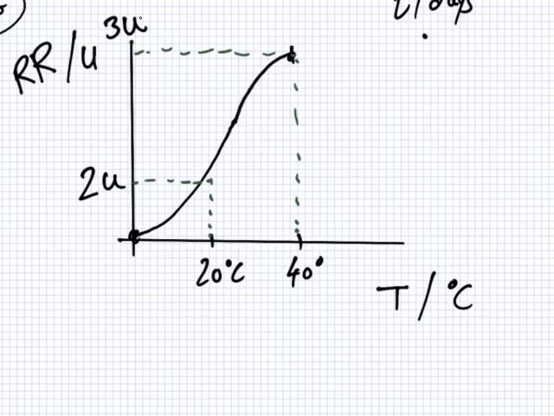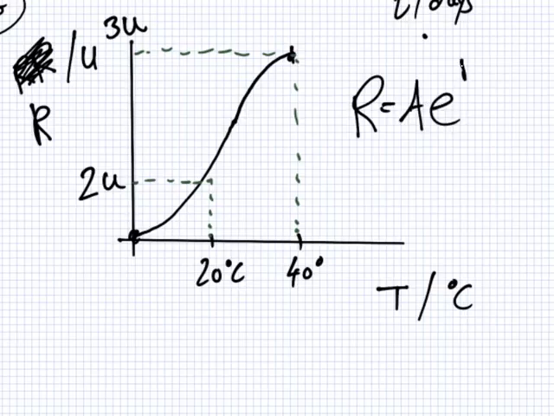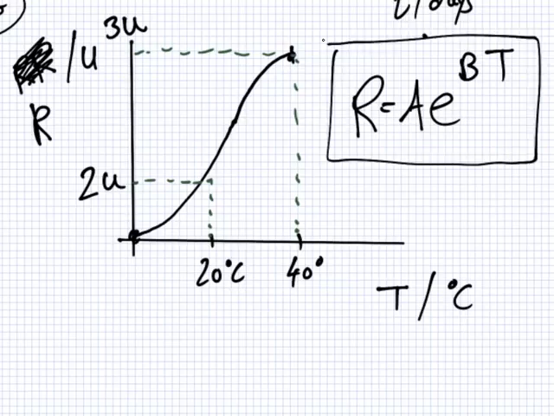Okay. So what we want to do, we know this is an exponential model, so I'll call this RR for reaction rate. We know that RR will equal A e^(bT). When we say something is exponential, we mean the relationship between the RR and the T, the X and the Y, will be of this form. So what we're going to do is use the two points that we have to find the A and the B here.